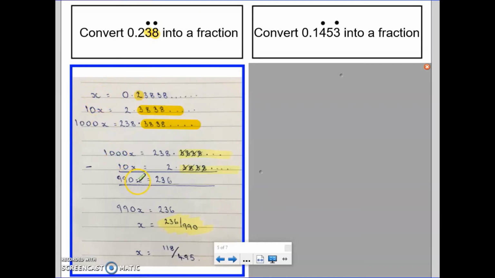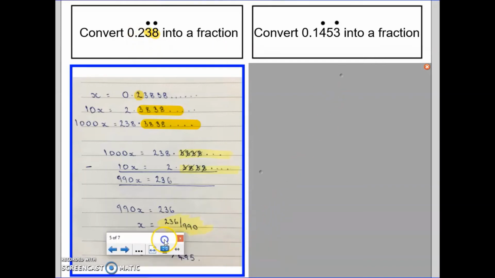I go ahead and do the subtraction, which will cancel out the tail of these decimals, leaving me with 990x equaling 236. I divide both sides by 990 to get this fraction here, 236 over 990, which I could simplify down. So a very similar process to all I've been doing throughout the video, but just needed to take into account that this 2 was not recurring, but the 3 and the 8 were recurring.